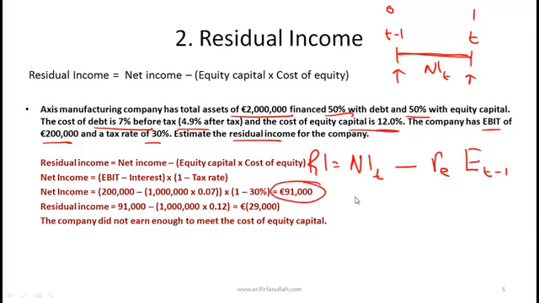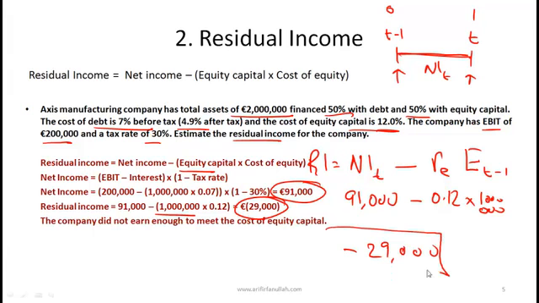So our net income is 91,000 minus we are given a cost of equity of 12%. And what is our equity capital at the start of the year? 1 million. How do we know that? Because total assets are 2 million financed with 50% debt, 50% equity. So you do 0.12 into 1 million and you will get an answer of minus 29,000.